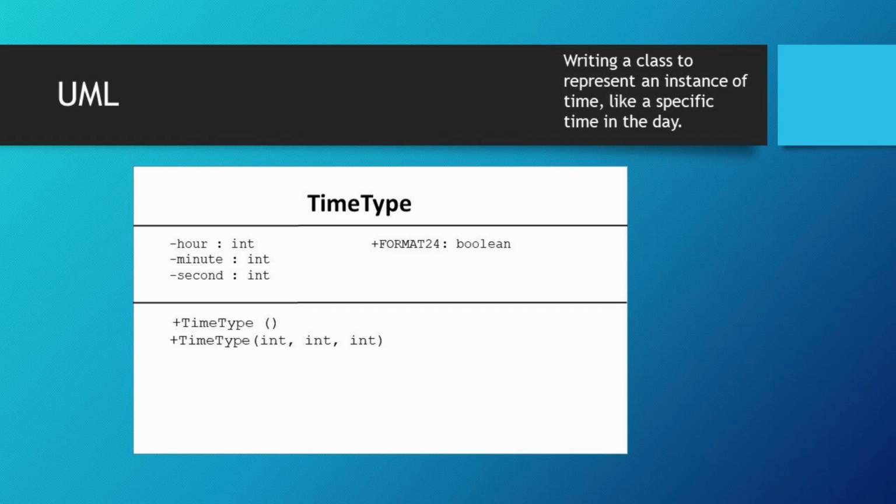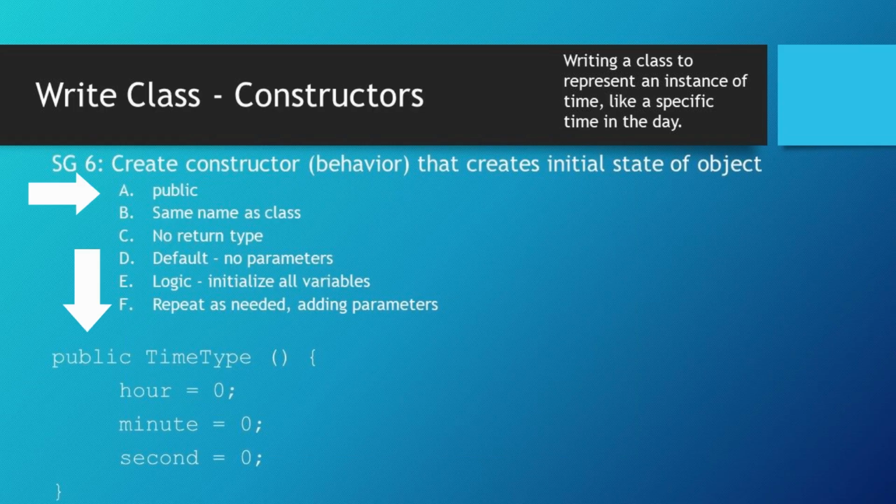Let's start with a default constructor. First, we declare the constructor as public. We know the name because it is the same name as the class, TimeType. It has no return type. And for the default constructor, it has no parameters. The logic inside is to initialize all variables to a logical state. In this case, we initialize our 3 attributes, hour, minute, and second, to all have an initial value of 0.